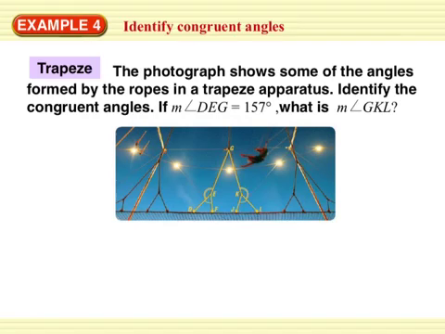First example. The photograph shows some of the angles formed by the ropes in a trapeze apparatus. Identify the congruent angles. Okay, if the measure of angle DEG, that obtuse angle right there, is 157, what is GKL? They have two arcs here, two arcs there. If DEG is 157, the measure of angle GKL is also 157 degrees.